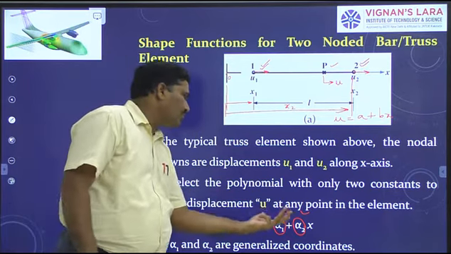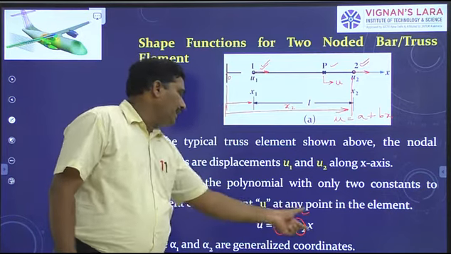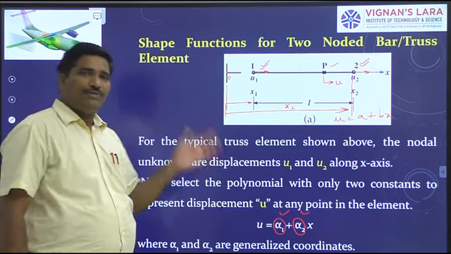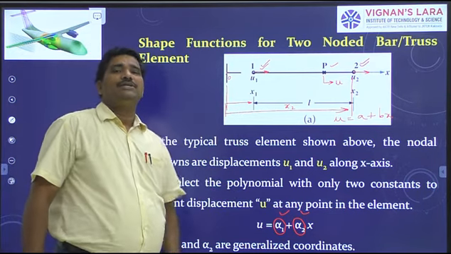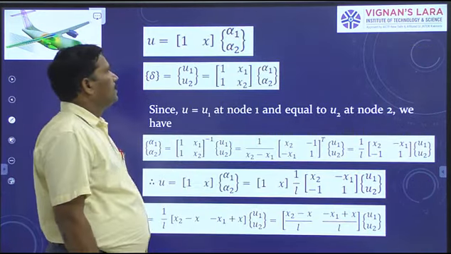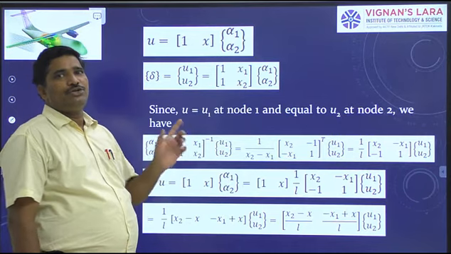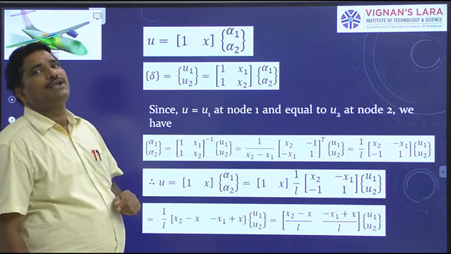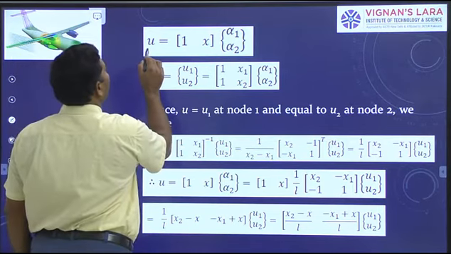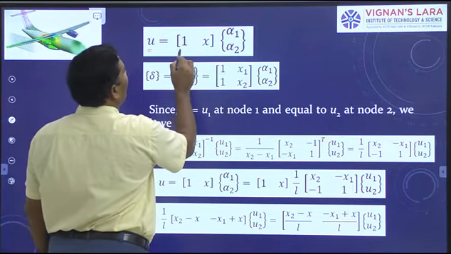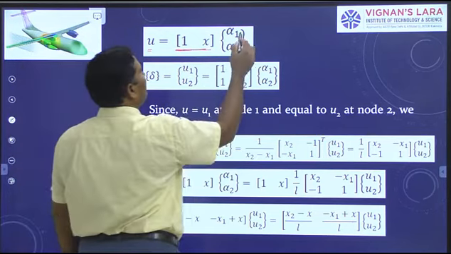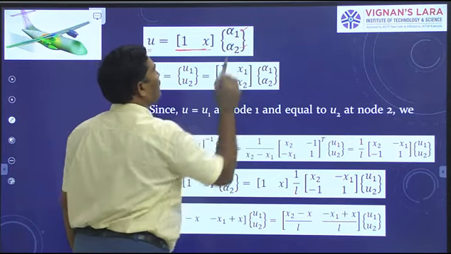Now, our interest is to determine alpha 1 and alpha 2. Then we have to substitute in this equation. Then we get an expression for the displacement U, from which we obtain the shape functions. That we see now. We have the expression U equals alpha 1 plus alpha 2 into x. That we write in matrix form: U equals a row matrix having the elements 1 and x, into a column matrix having the elements alpha 1 and alpha 2.